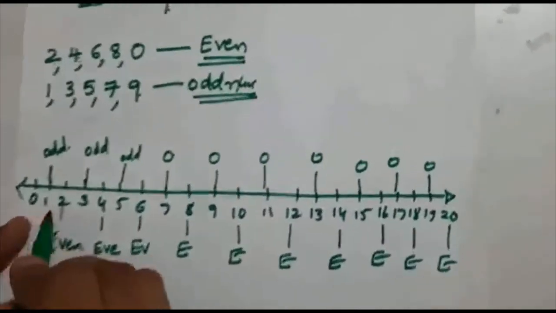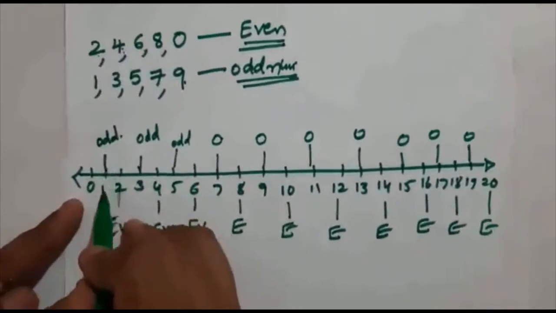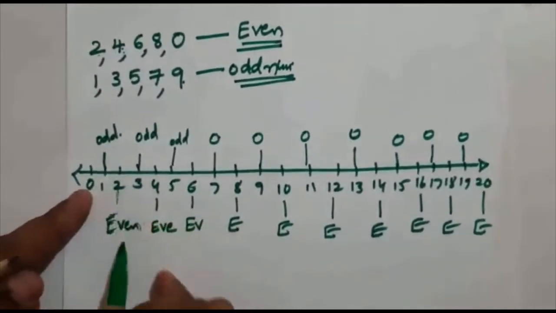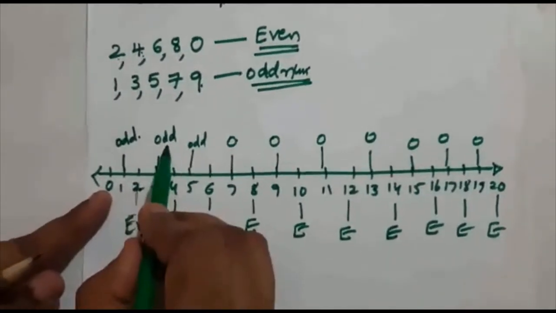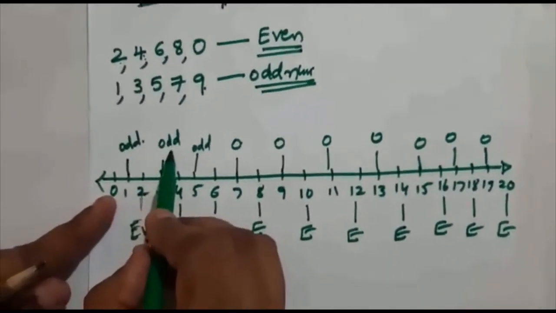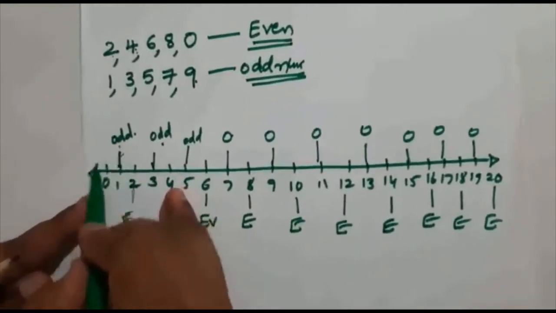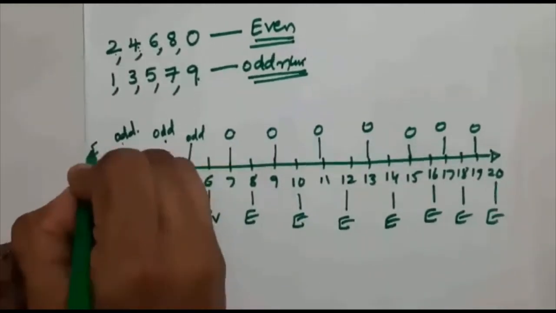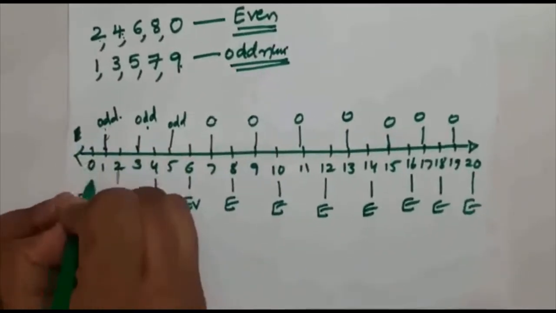So, is 0 even or odd? We can see here one odd number, after that what is the next immediate number? An even number is coming. After the even number, again what number is coming? An odd number. So, alternate numbers are coming. Here, the odd number, what is the previous number? This is an even number. So, 0 is an even number.